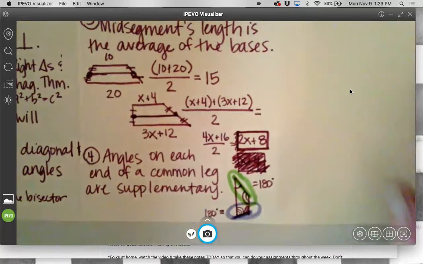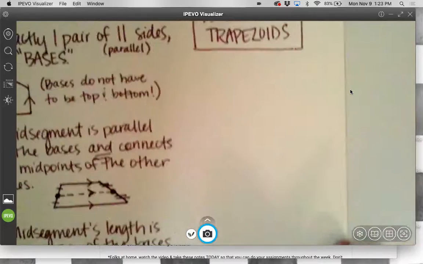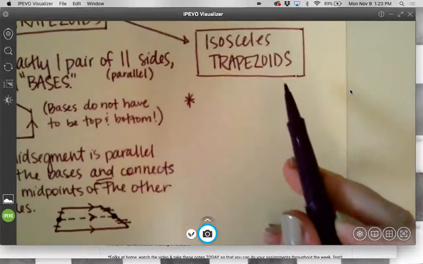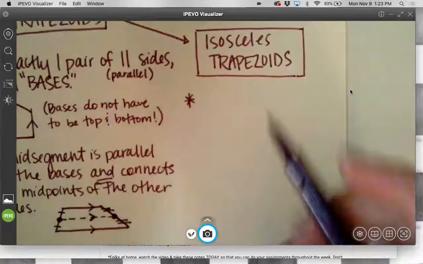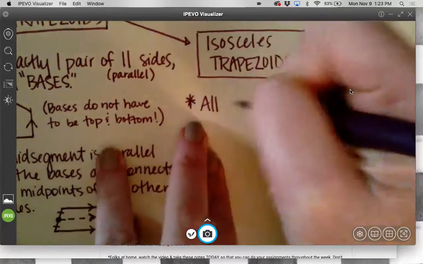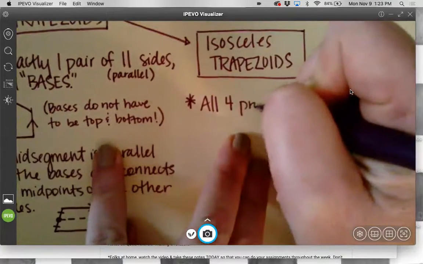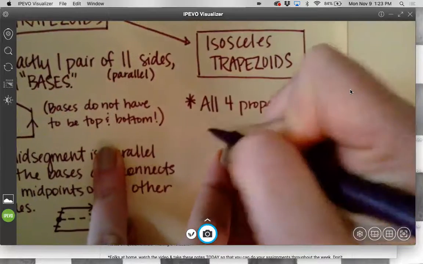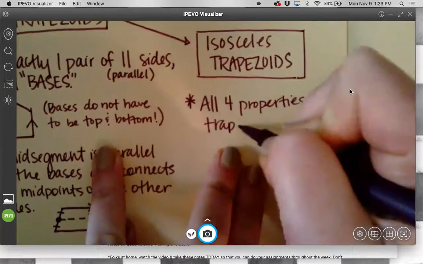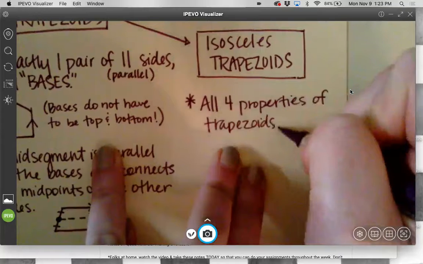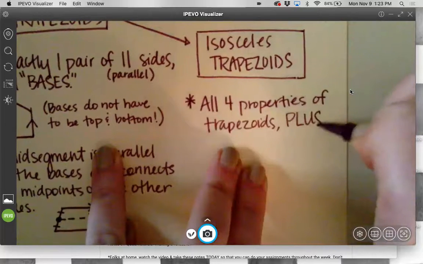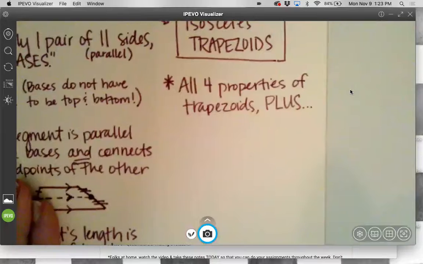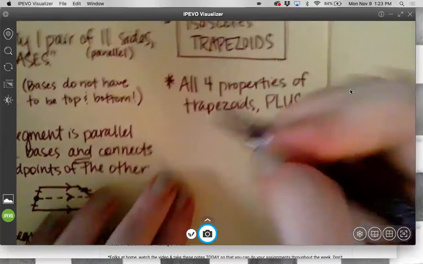All right, so now we're up to isosceles trapezoids. We have just 3 more things to write after we give ourselves this reminder. Since an isosceles trapezoid is a trapezoid, it has all 4 properties of trapezoids plus some others, 3 others specifically. And these are all pretty short. So we're going to start numbering this with number 5.